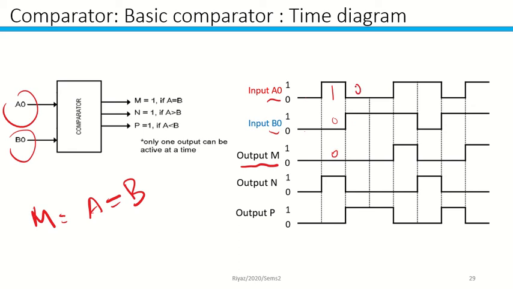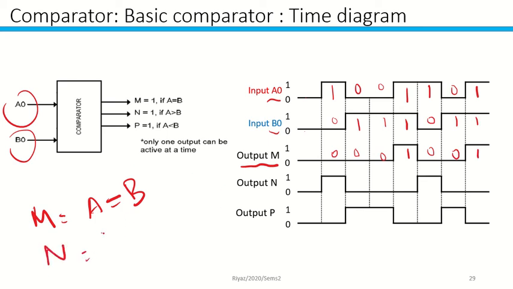This one is 0 1, it's not equal, so you have 0. 0 1, you're going to have 0. For this one you have 1 1, so 1 1 is equal, so that's why you have a 1 over here. And this is 1 0, so you're going to have 0. 0 1, you have a 0, and 1 1, you have a 1. So let's go for the next output.